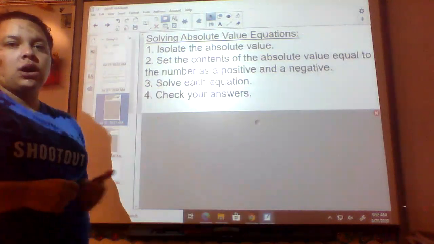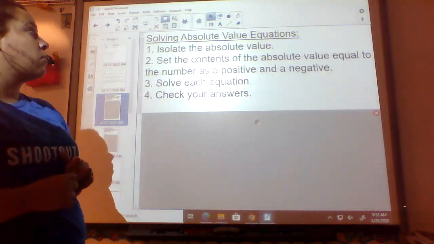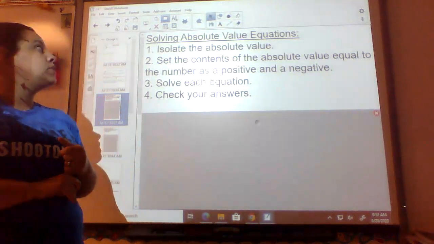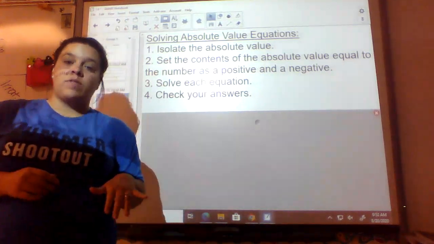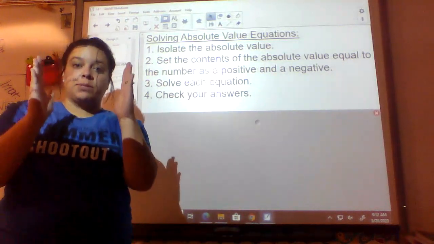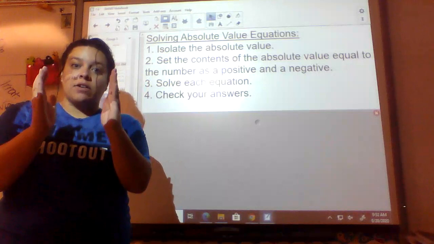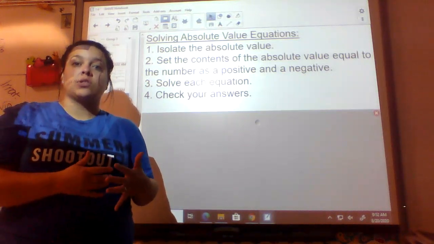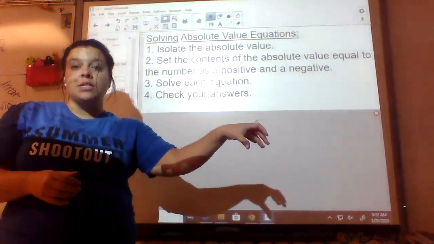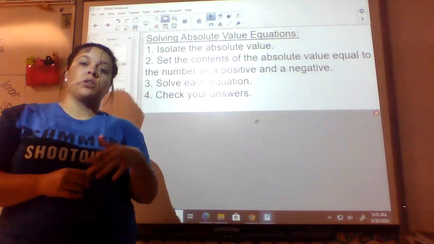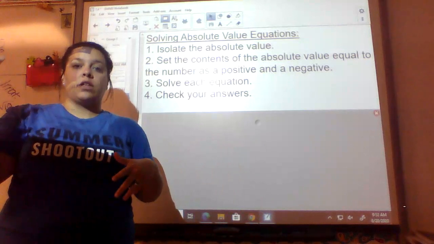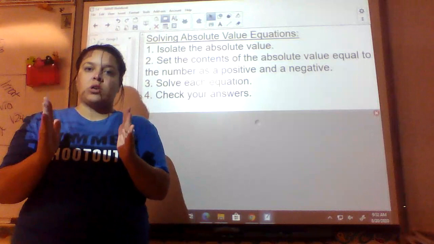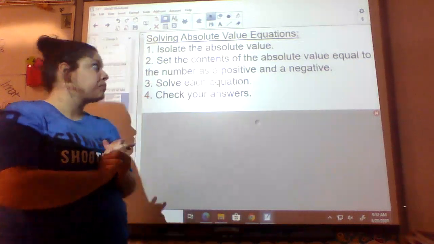All right, so here are our 4 steps that we are going to use to solve an absolute value equation. The first step is to isolate the absolute value. That means the absolute value and whatever is inside of it needs to be by itself before you can actually start solving it. So if there's a +2 outside of that absolute value symbol, you need to subtract it over. If there's a 3 times the absolute value sign, you need to divide that over before you start taking stuff out of the absolute value.